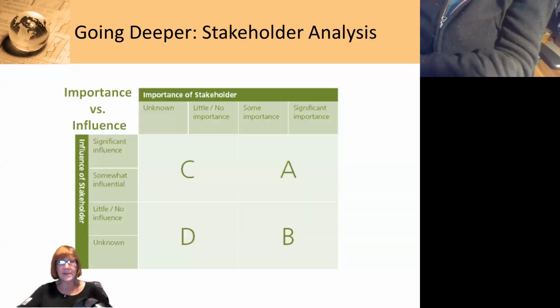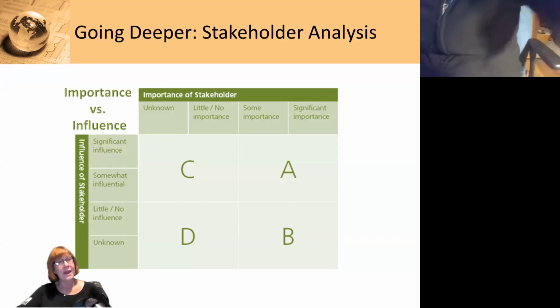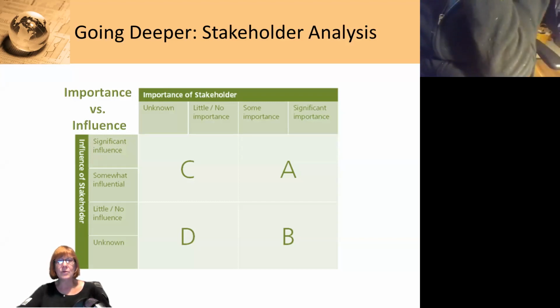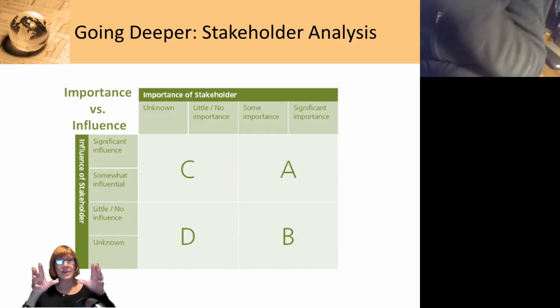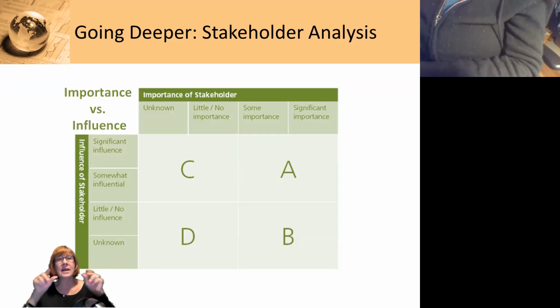So here's one example. This one is importance versus influence. And there's the importance of the stakeholder and the influence of the stakeholder. So those that have significant influence and significant importance would be over in this quadrant. And again, you describe what a stakeholder analysis is, then you display this with all the stakeholders in the right places, and then you summarize or analyze what the effect is or what you need to do because of the stakeholders being where they are.